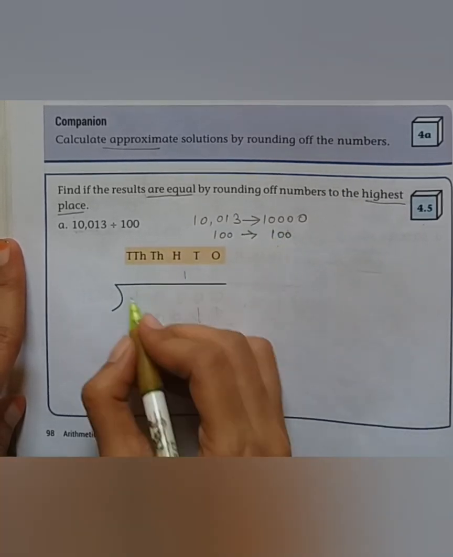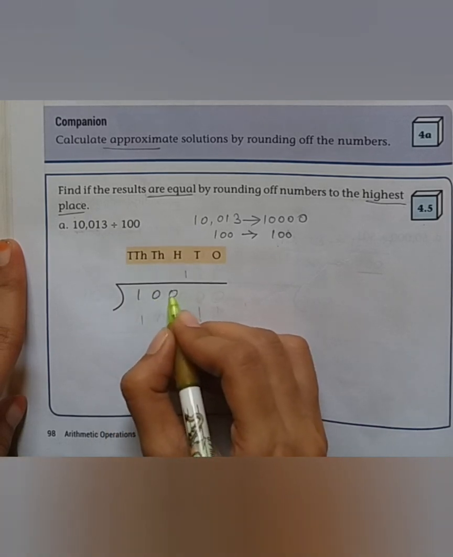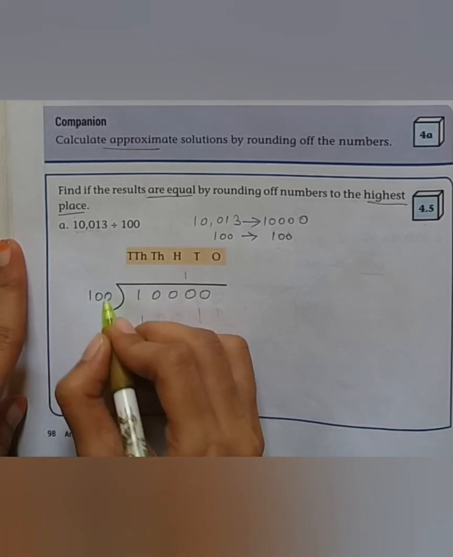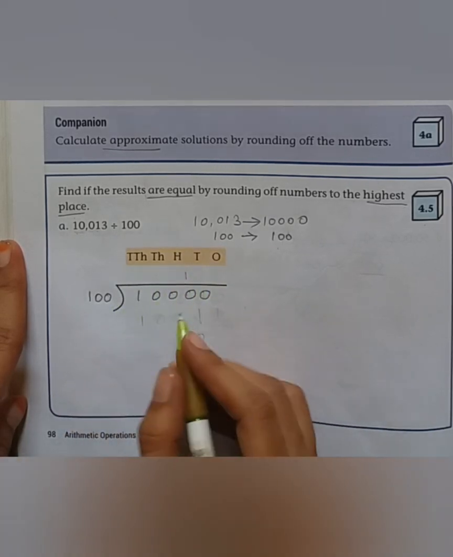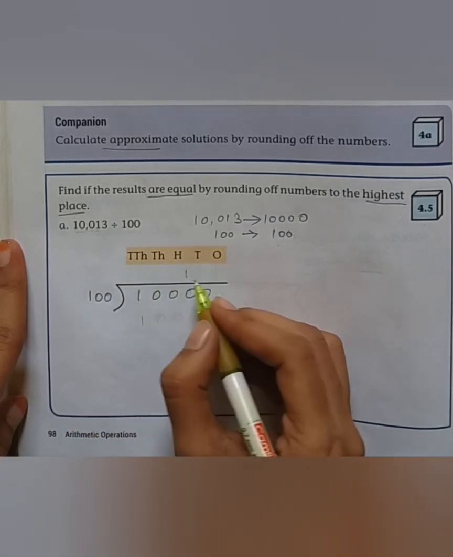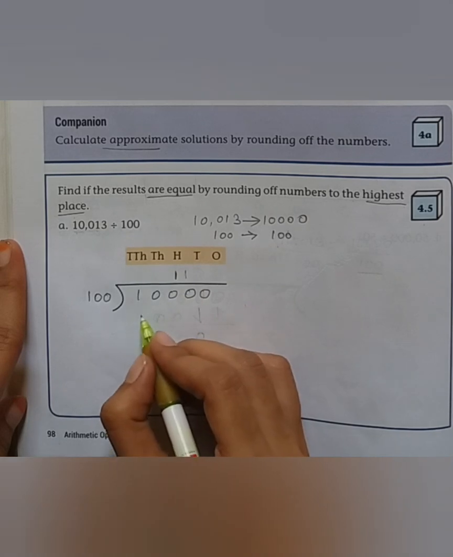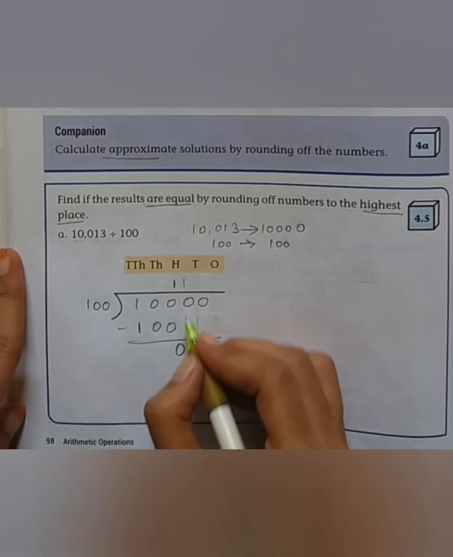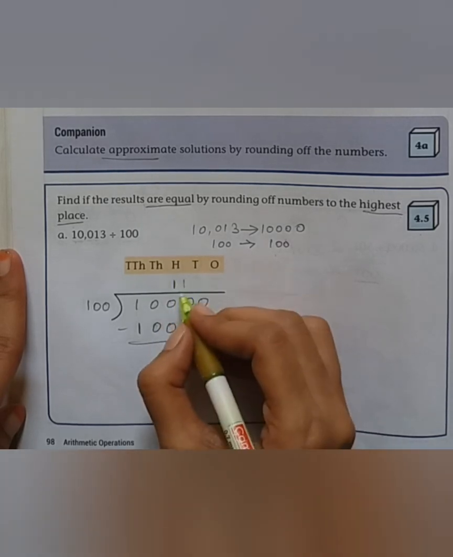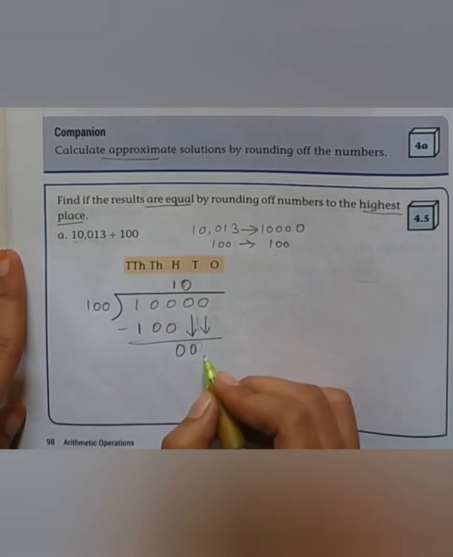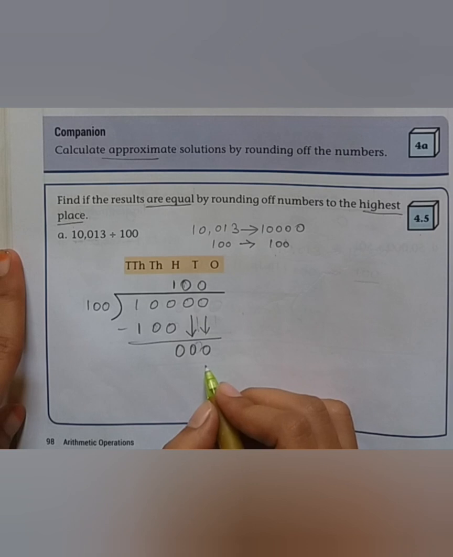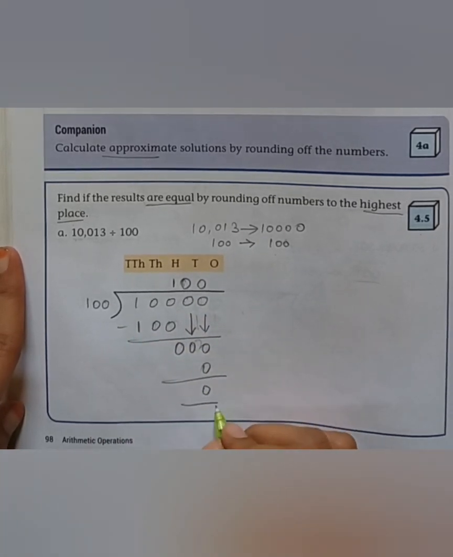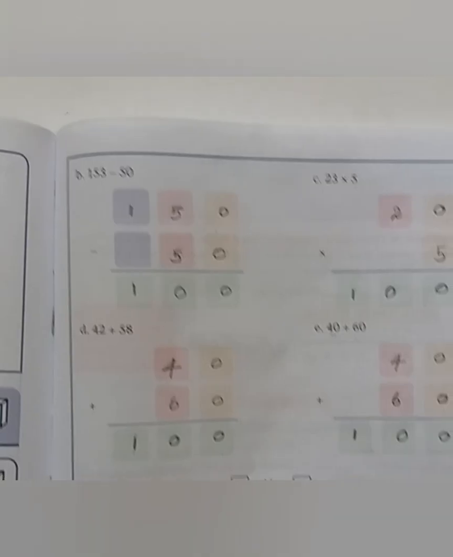So now I am going to do the division. 10,000 divided by 100. Don't bother about the place value. 1 times 100 is 100. If you subtract, you will get 0. Then bring down 0 again. So 0 is less than 100, so put 0 in the quotient place. Then again 0. 0 into 100, you will get 0. So here I have done the long division. Like this, you also do it.